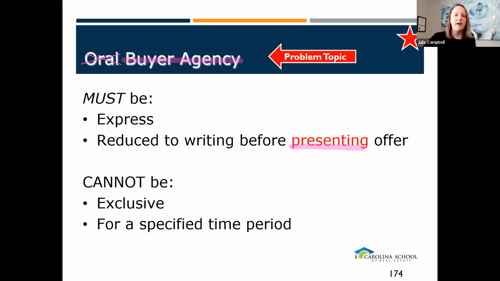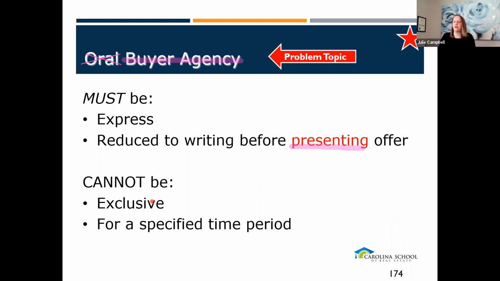So an oral buyer agency is a non-exclusive relationship. And in a non-exclusive relationship, how many people can you date? As many as you want, right? The buyer's out there playing the field. They're dating many, many firms. We cannot demand exclusivity in an oral buyer agency.